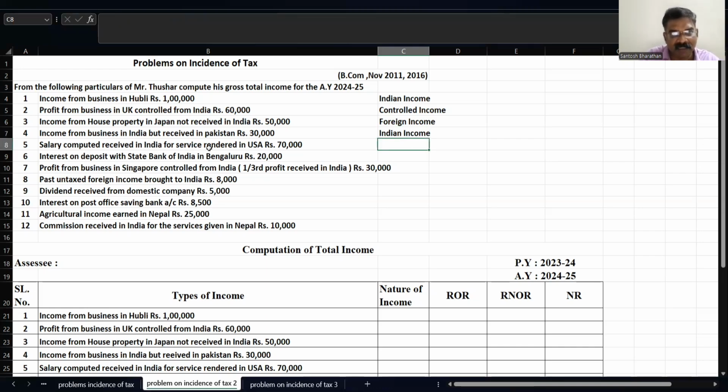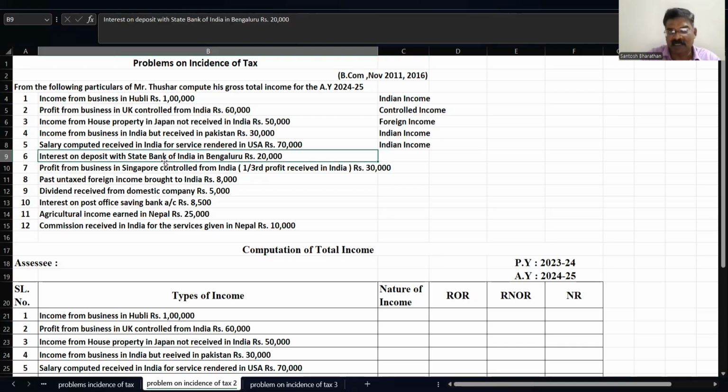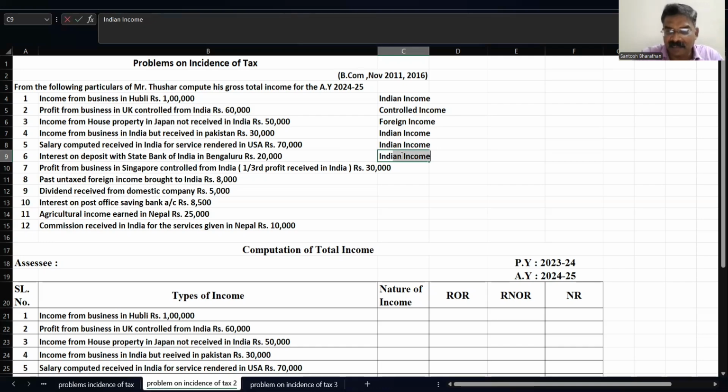Salary computed and received in India for service rendered in USA, rupees 70,000. See, salary received in India, though he was working in USA. We call this an Indian income, because the salary is computed and received in India. Next, interest on deposit with State Bank of India in Bengaluru. The transaction happened in Bengaluru, which is in India, so we treat that as an Indian income.